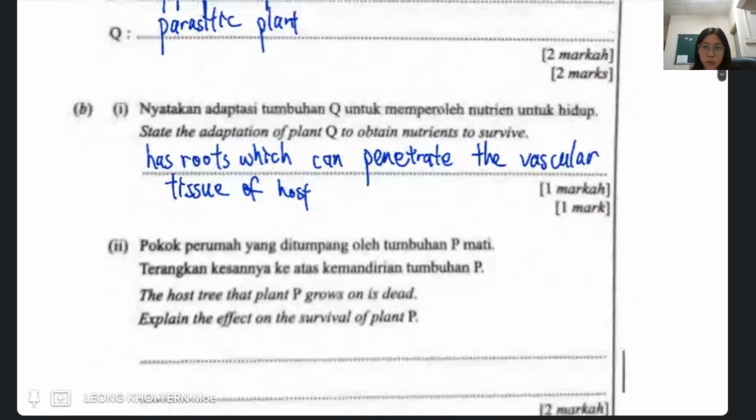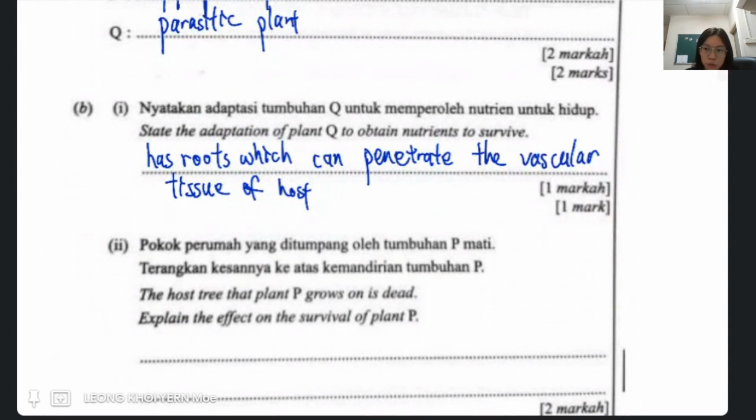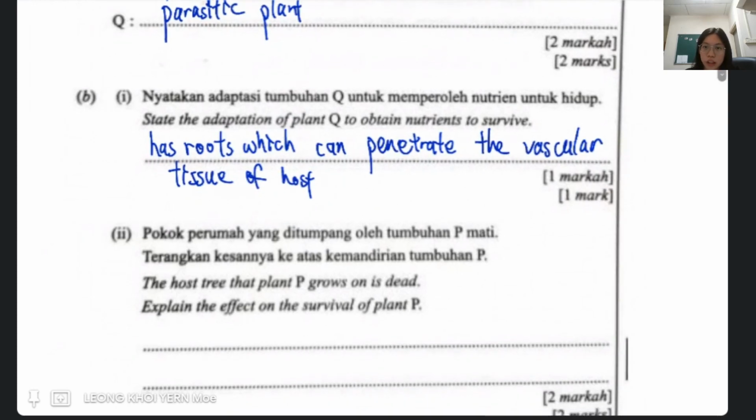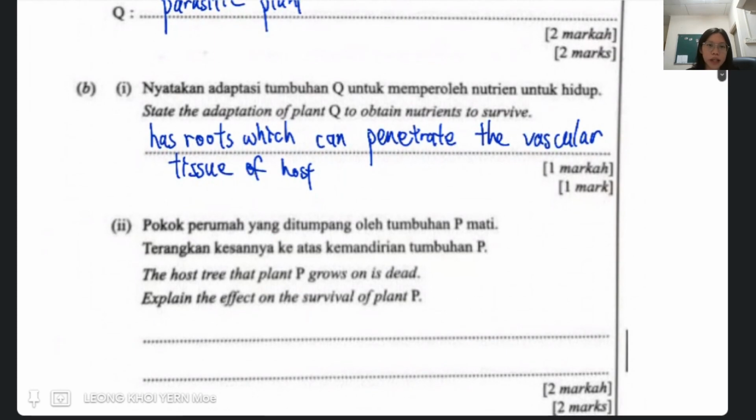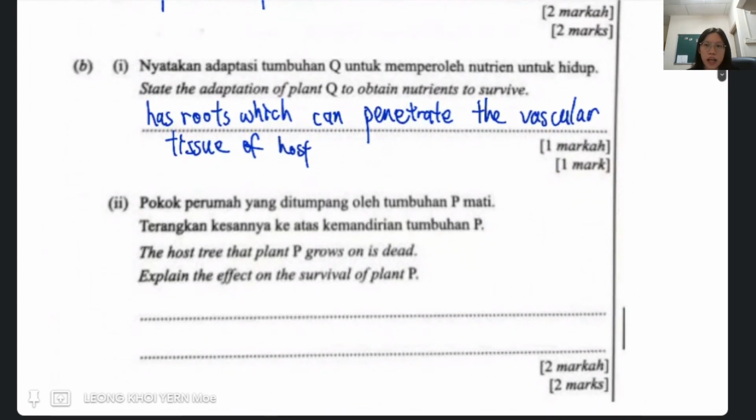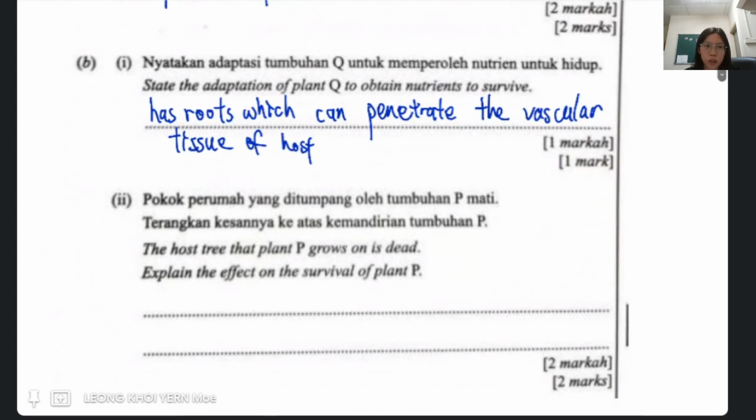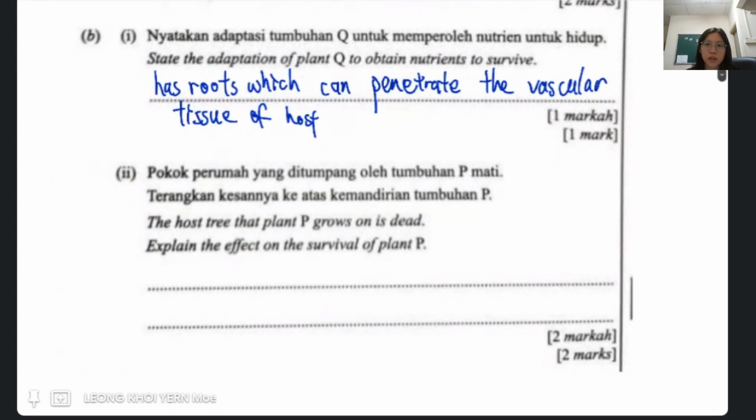Yeah, so basically plant Q, they can't do photosynthesis on its own. They completely rely on their host. So they straight away keep absorbing the nutrients from the host. So they have a root that penetrates the vascular tissue, which is the xylem and phloem there. Because xylem and phloem have this role of transporting water, mineral salts, sucrose, phytohormones. And now let's take a look at this question. The host tree that plant P grows on is dead. So explain the effect on the survival of plant P.